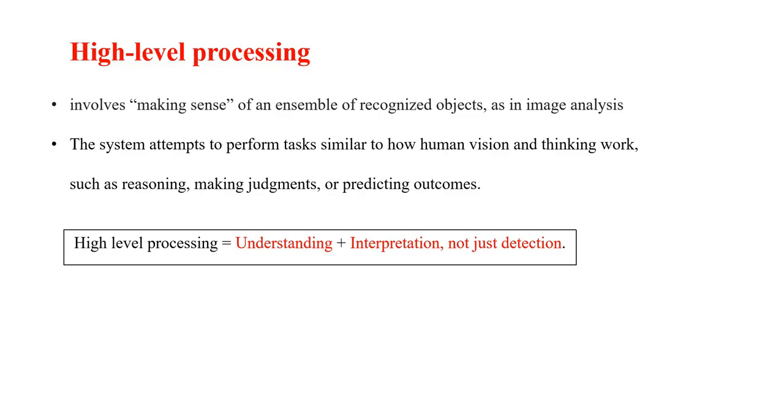Some examples for higher level processing are self-driving cars deciding when to stop or turn, security systems identifying suspicious behavior, or medical imaging recognizing disease patterns and suggesting a diagnosis. These are all some examples of high level processing.